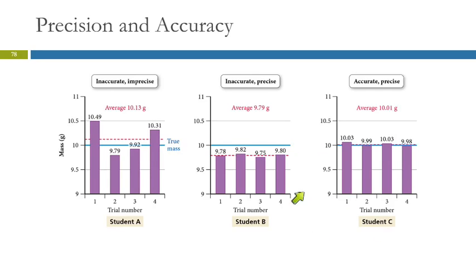And then student C nailed it. Okay, so the purple bars are similar in height. They're very close to each other. So that's precise work. The values agree with each other. And it's accurate because the average is only a smidge above the true value. 10.01 versus 10.00.